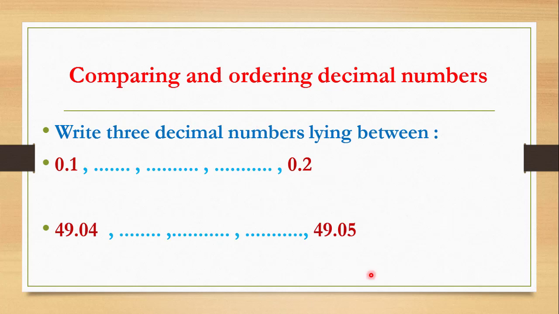Write 3 decimal numbers lying between 0.1 and 0.2. Let's think. Is there any numbers between 1 and 2? No, we don't have. But we said before, if you add 0 to the right of the decimal number, the value doesn't change. So let's put 0 here and here. Now we have 10 and 20. Is there any numbers between 10 and 20? Of course, we have a lot of numbers.